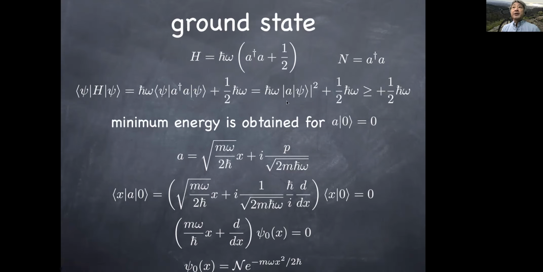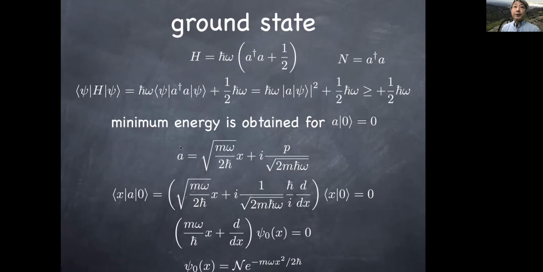And the norm of any state is positive semi-definite. So the minimum it can be is zero; it can never be negative. So this is greater than or equal to one half h bar omega. The minimum is achieved only when this state by itself vanishes. That's how we know the ground state satisfies the condition that it is annihilated by the annihilation operator A.